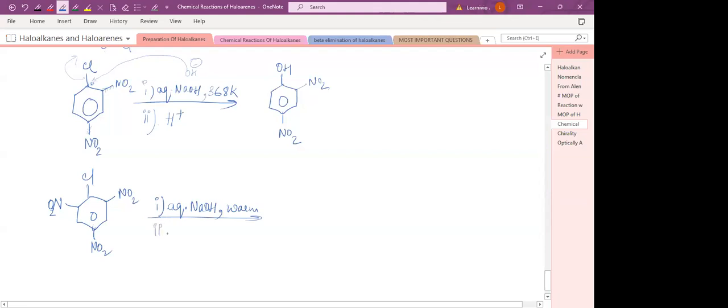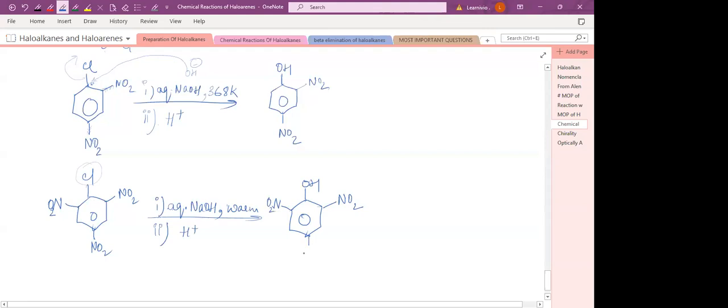Okay, and second step, acidic condition. Similarly, again, there are three electron withdrawing groups, so they will pull all the electron density towards themselves and easily this chlorine will be removed and the nucleophile, which is OH minus, will attack. Okay, and you will get, and this molecule is known as picric acid.